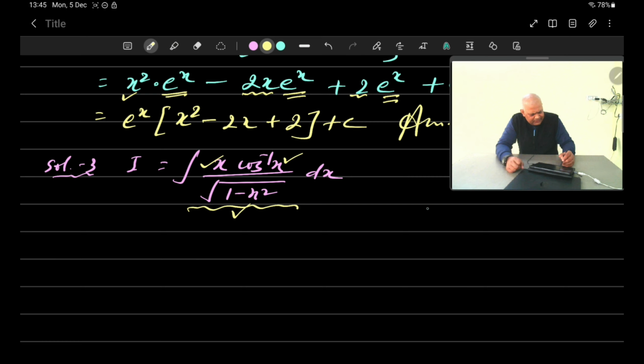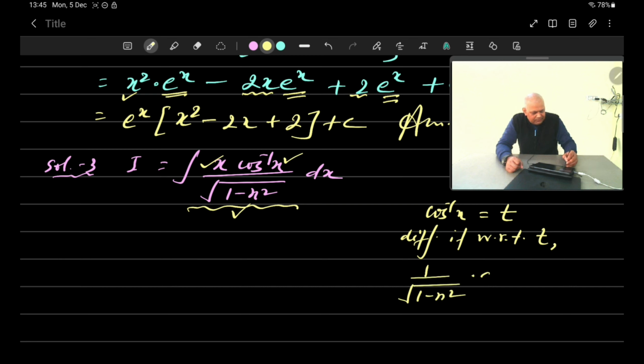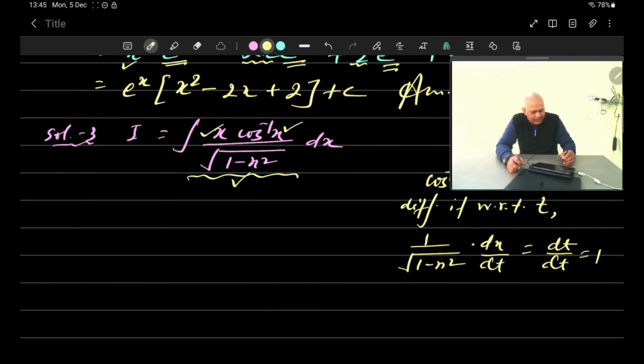We are going to take cos inverse x as t. If you differentiate it with respect to t, what will you get? You get 1 by root over 1 minus x squared times dx by dt, and that equals dt by dt, which equals 1. So you can write dx by root over 1 minus x squared is nothing but dt.